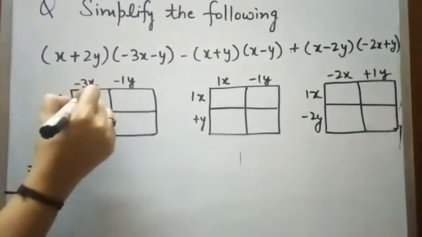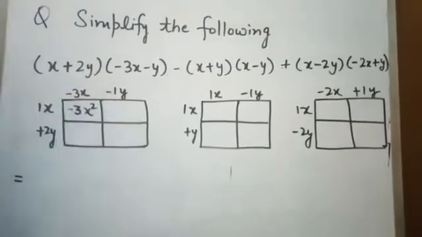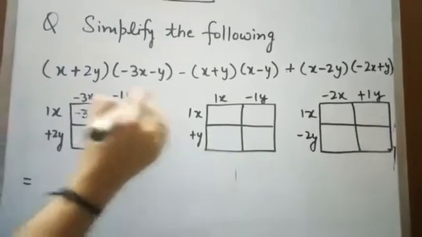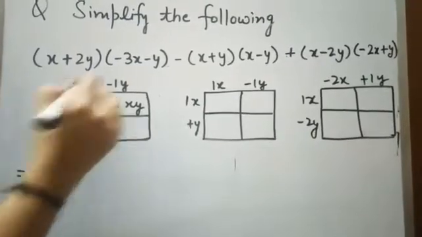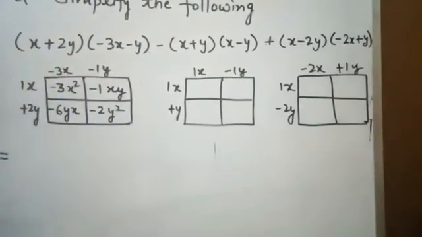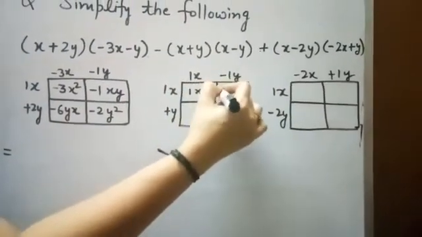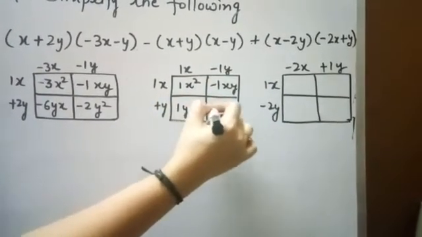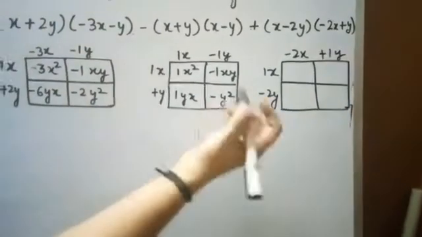1 into minus 3, minus 3. X raised to power 1 into x raised to power 1, x raised to power 2. Plus 1 into minus 1, minus xy; plus 2 into minus 3, minus 6yx; plus 2 into minus 1, minus 2. y raised to power 1 into y raised to power 1, y raised to power 2. 1 into 1, 1x square; minus 1xy; 1yx; minus y into y, y square. 1y square, either y square, both have the same meaning.